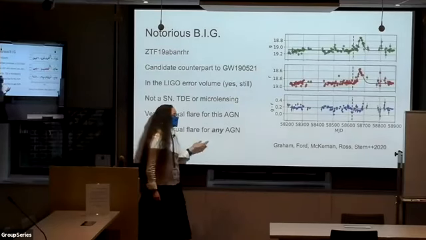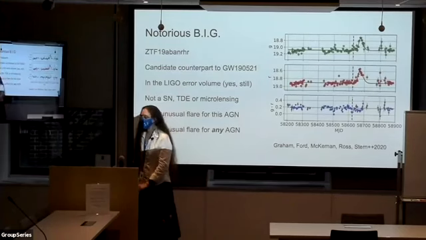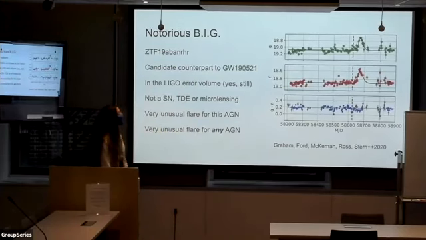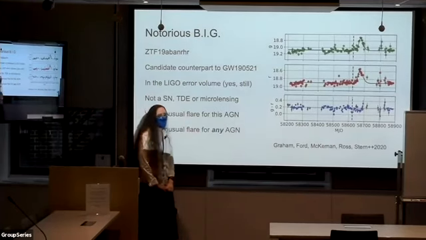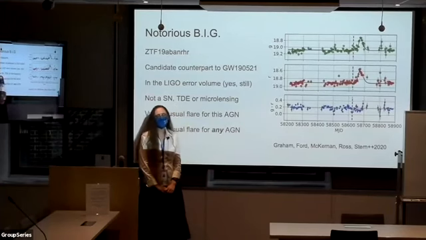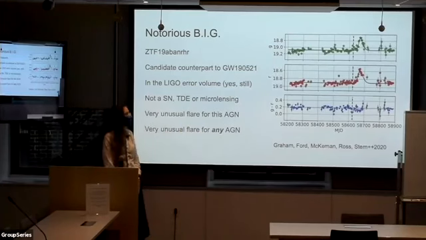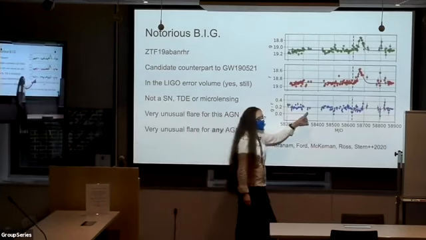We have some friends in ZTF, the Zwicky Transient Facility, and they have great machinery for digging through lots and lots of light curves. And we said, let us go look through all of the LIGO triggers in O3, and look for flares that happen in an AGN or probable AGN within 60 days of the LIGO event. And we found this flare. And we dubbed it the Notorious BIG.